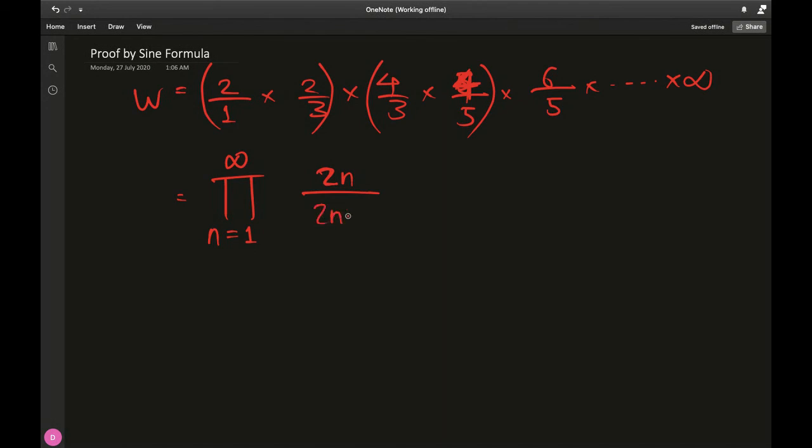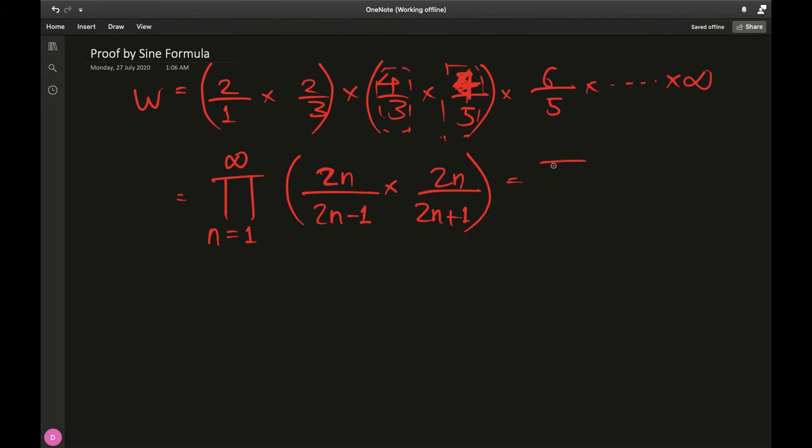2n minus 1, right? Because 2 times 1 is 2 minus 1 is 1. So we have 2 over 1, multiplied with, again, 2n because of the 2, divided by 2n plus 1 because we have a 3. This is the first group. For the second group, if you take n equals 2, you'll have 2 times 2, which is 4, divided by 2 times 2 minus 1, which is 3, multiplied with 4 divided by 2 times 2 plus 1, which is 5. So we got the second term. We can represent this entire thing in terms of two-term groups.